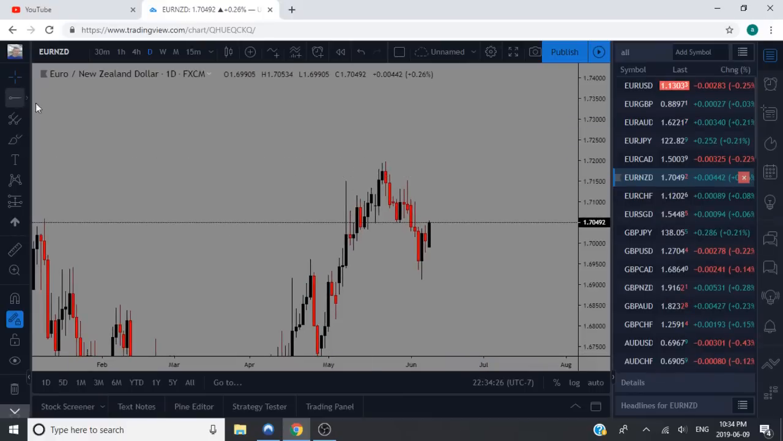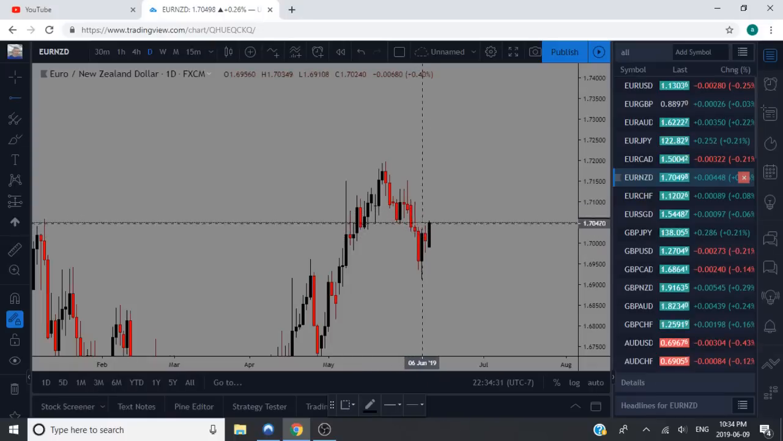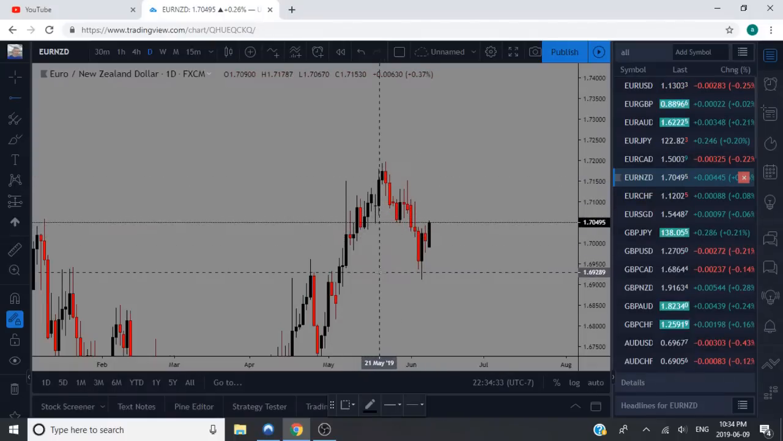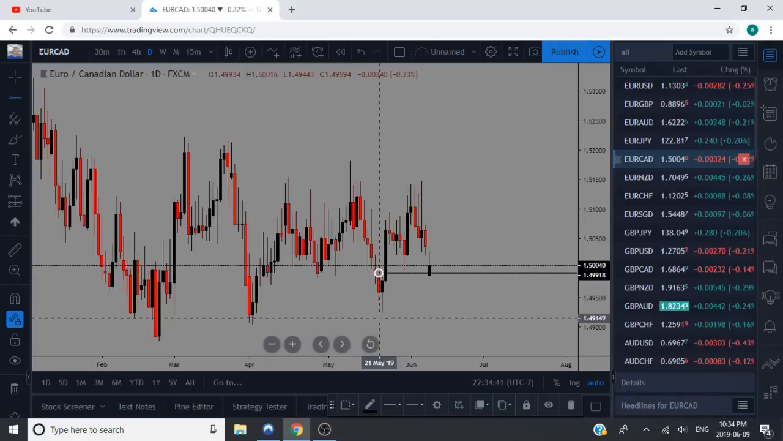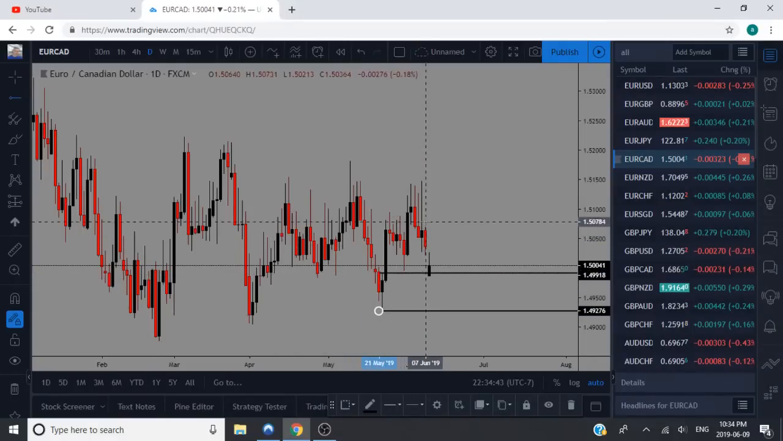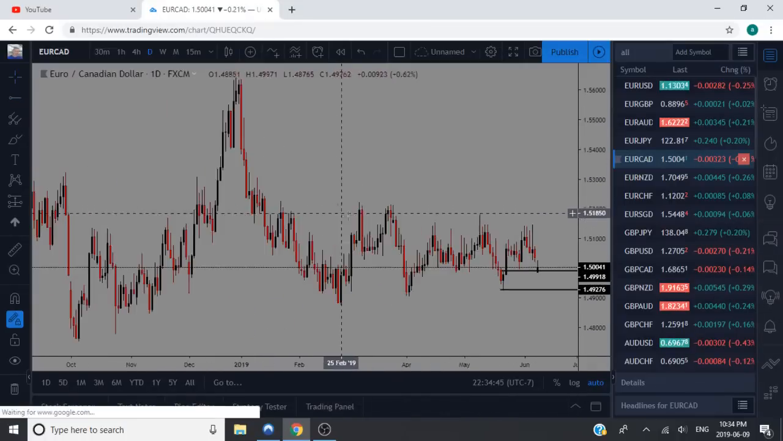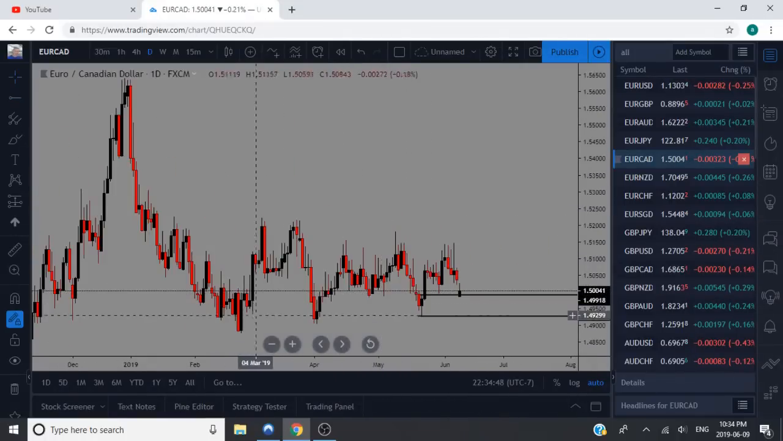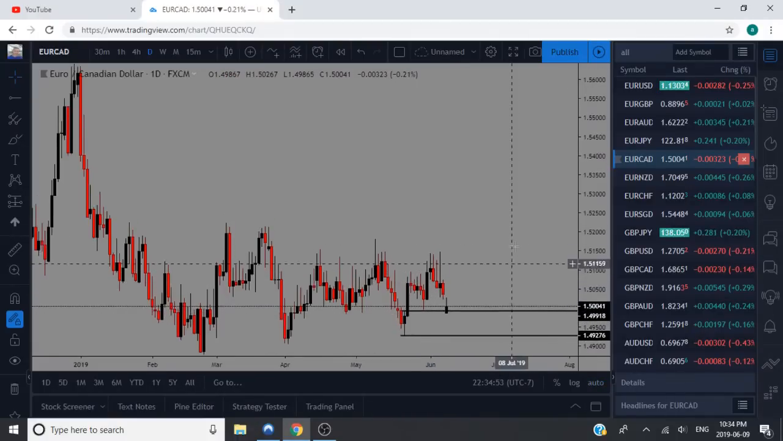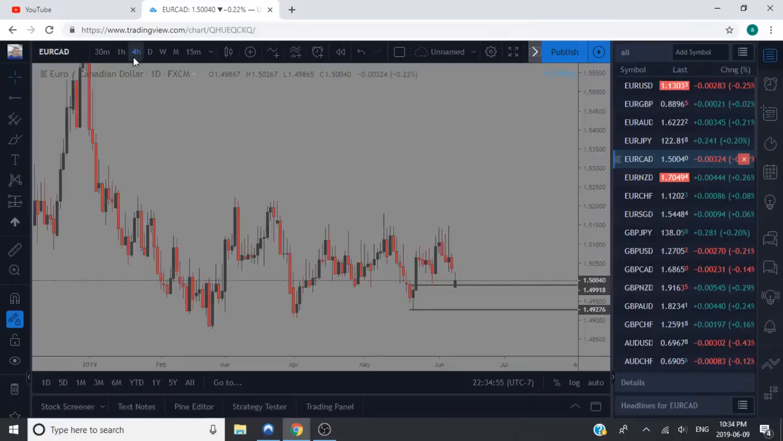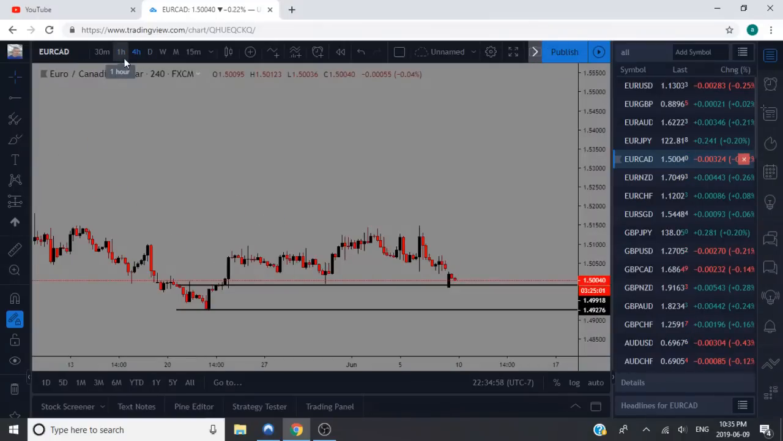All right, new Euro New Zealand. Supply tested. Not the best. Tested. Now we're skipping. Let's see. Eurocad. You got some demand right here. Supply, I don't see any supply. So again, this is kind of in a range. So I like this supply. It's decent. I would look for buys here. Definitely want to wait for confirmation though.